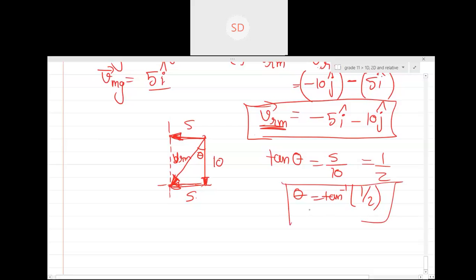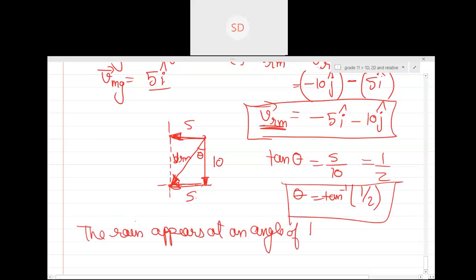And that's the answer. So basically, what is the answer for the first question? The rain appears to fall at an angle of tan inverse of 1 by 2 with the vertical to the man. The rain appears at an angle of tan inverse of 1 by 2 with the vertical.